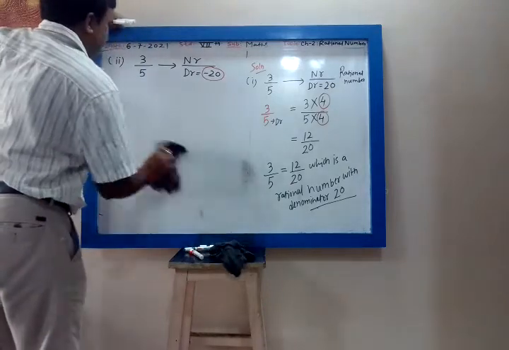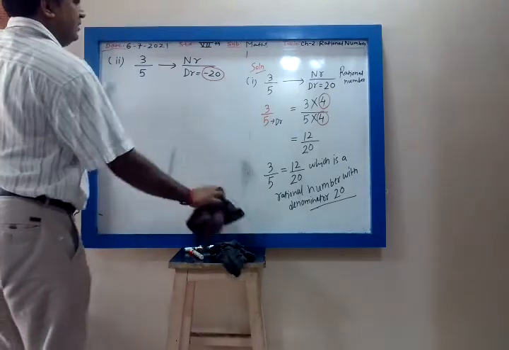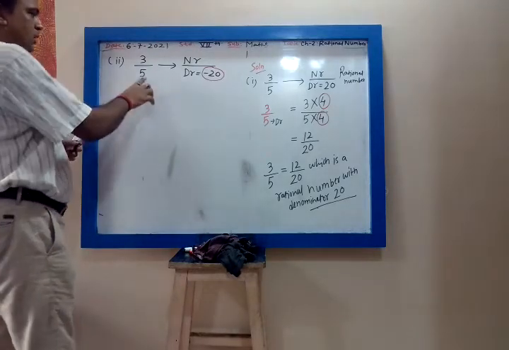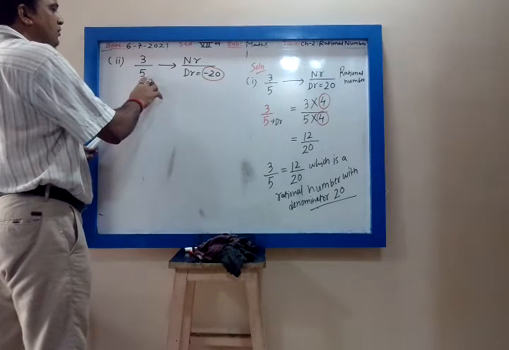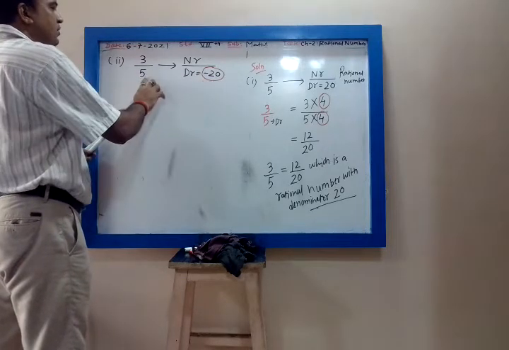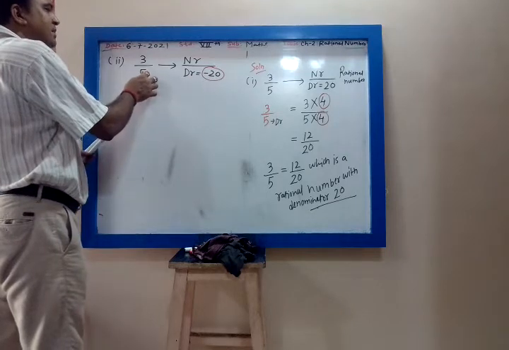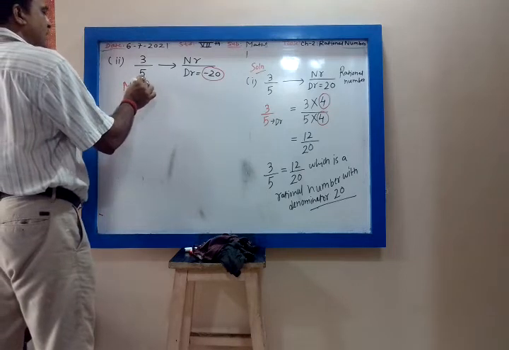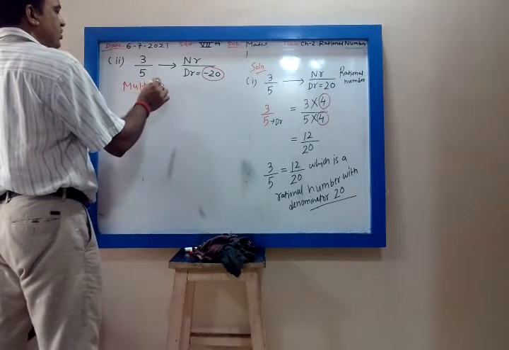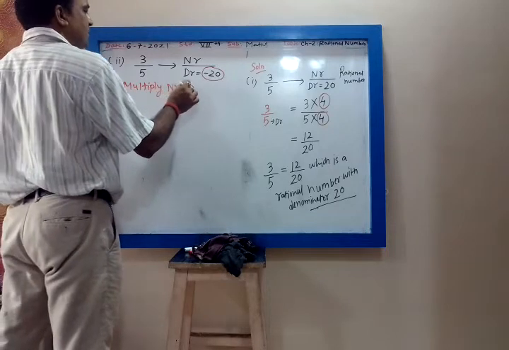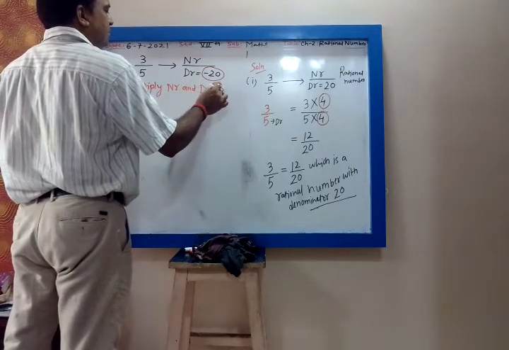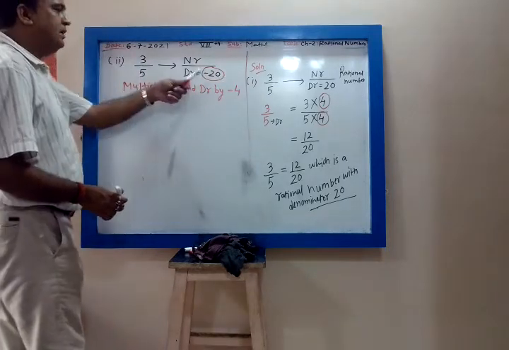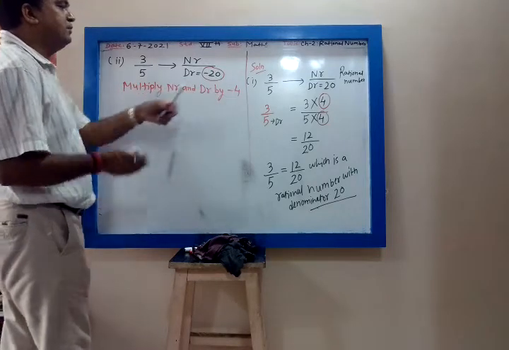Because we know that multiplication of plus into minus is minus. You want 5 as minus 20. That means this positive becomes negative. So when positive becomes negative, this positive is multiplied by a negative number. So we write, multiply numerator and denominator by minus 4, because you want minus 20, my dear. Plus 5, you want minus 20. So plus 5 I will multiply by minus 4.